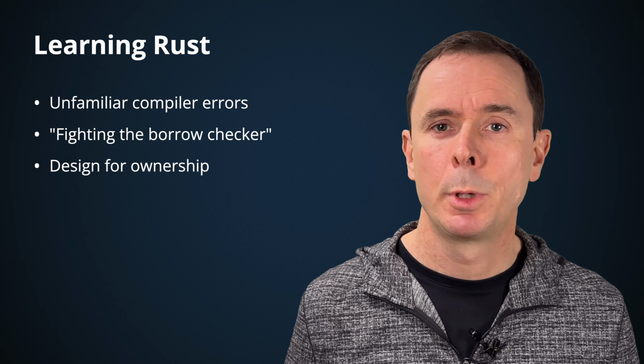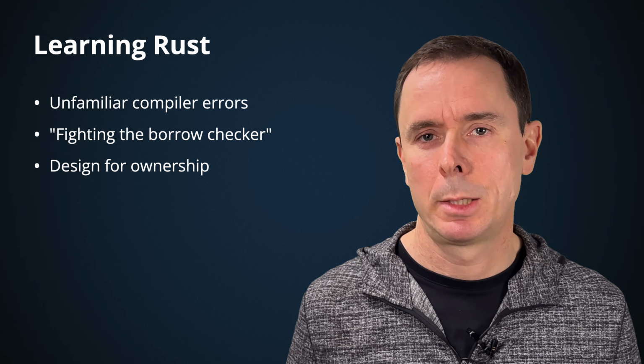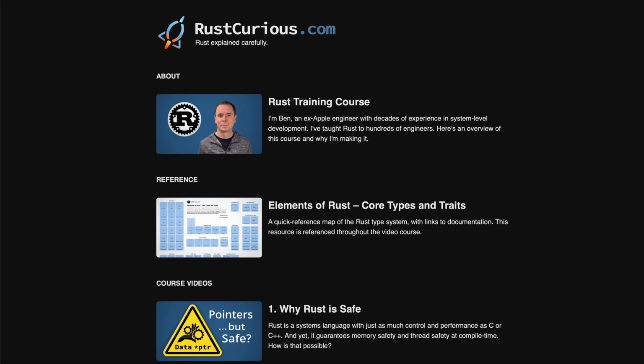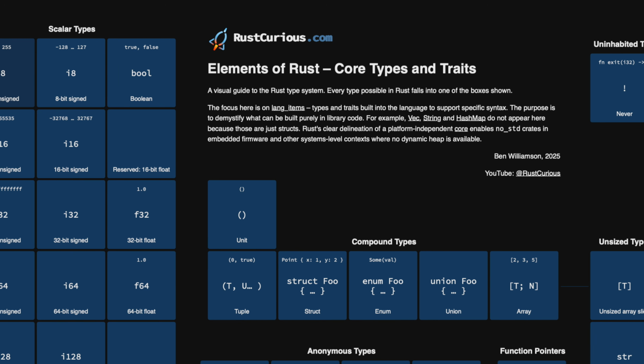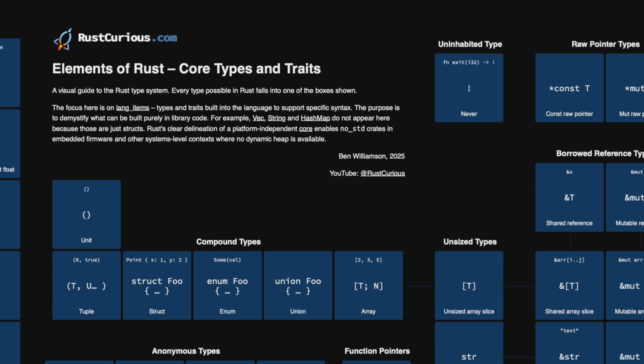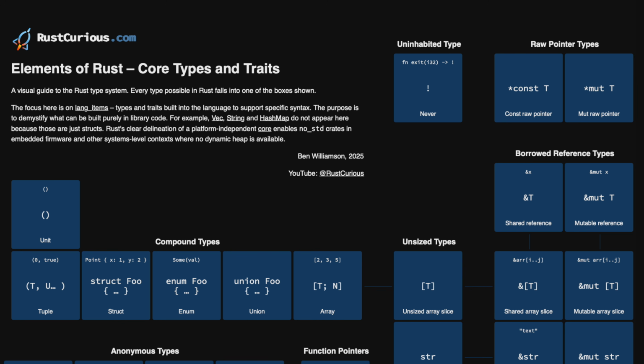Of course, to get that experience, we'll need to start learning actual Rust syntax. And that's where we shall begin in the next video. To help you along the way, I've created a visual guide to the Rust type system that serves as a handy reference. Just go to rustcurious.com and click on the Elements of Rust. In future videos, we'll work through each part of this table. We'll cover the scalar types on the left pretty quickly, then the compound types in the middle, and then we'll get to the borrowed reference types over on the right. You'll see how the ideas we've seen in this video show up in very practical ways in Rust.